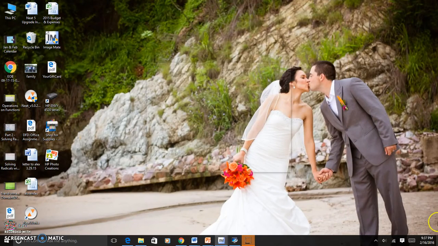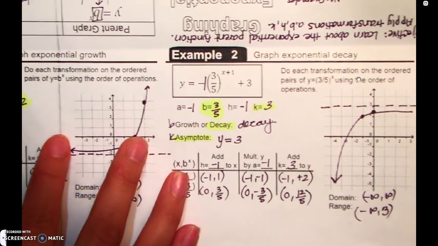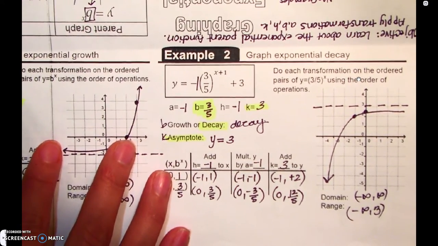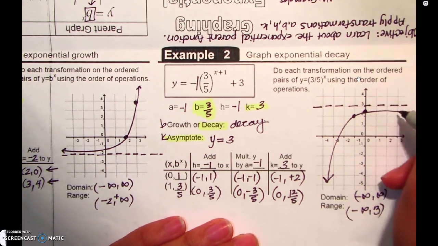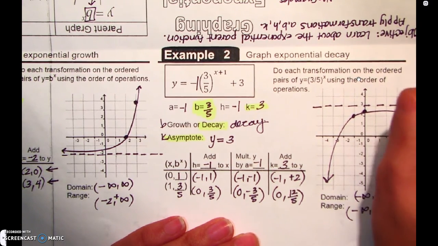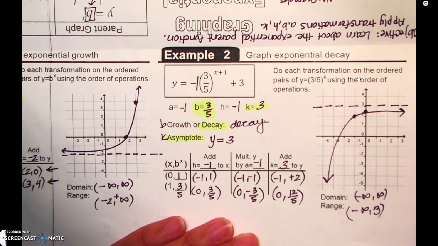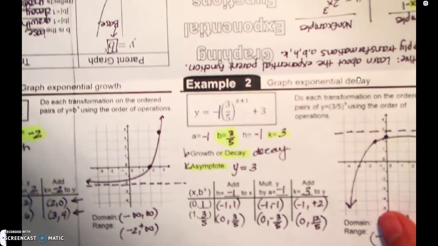Alright guys, so just as a continuation of what we were working on in the last video, I think it cut me off right as I finished this. So the domain is negative infinity to positive infinity, or all real numbers. And then your range is from your asymptote to, since it's going down, it's a decay, so it's from negative infinity to 3.